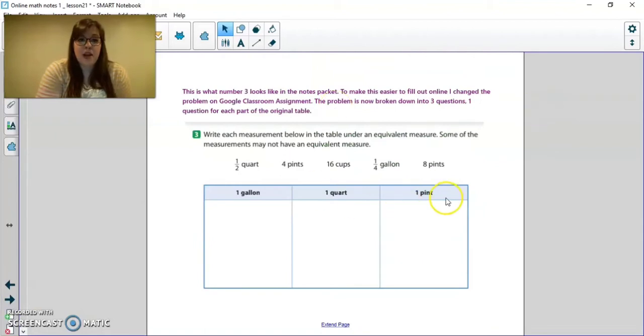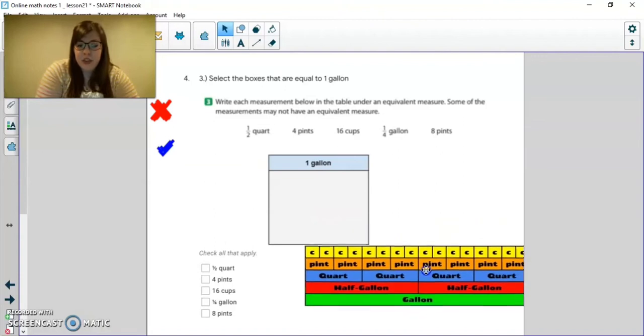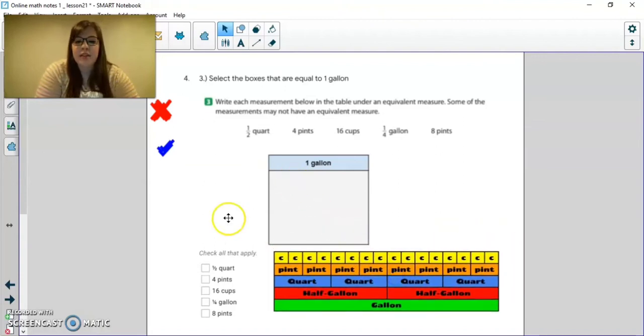Our next problem on the notes packet would look like this. It's going to look different on Google Drive because I split this into 3 chunks. So for this first one, we're selecting all boxes that are equal to 1 gallon. To make this easier, I brought over that visual chart I used the other day. So I'm just going to work left to right.